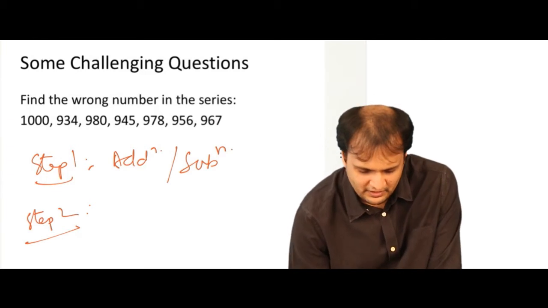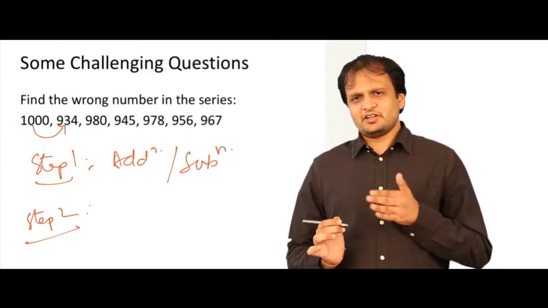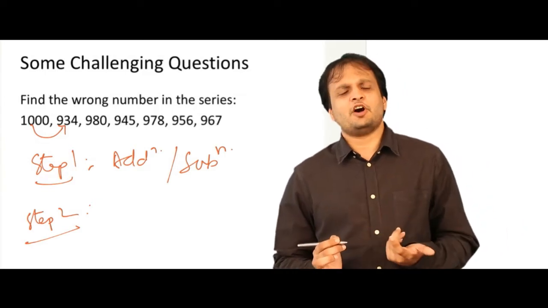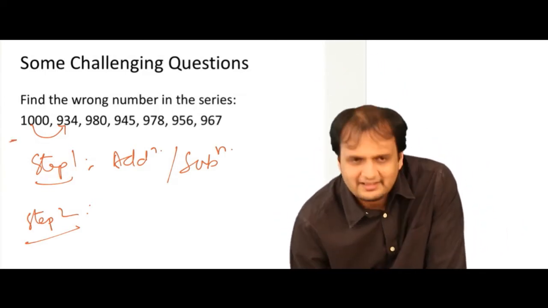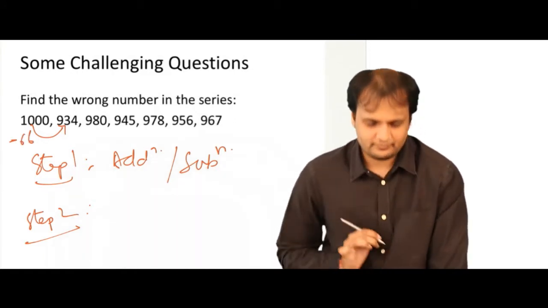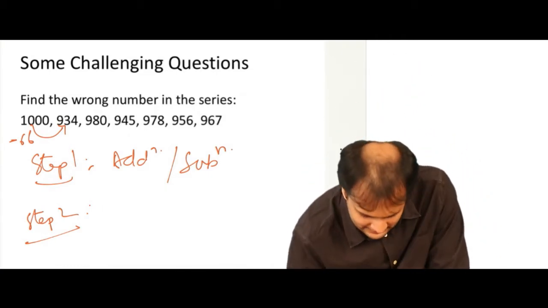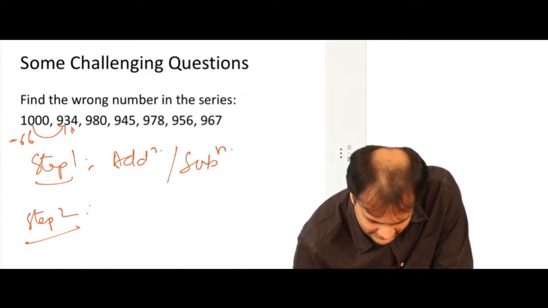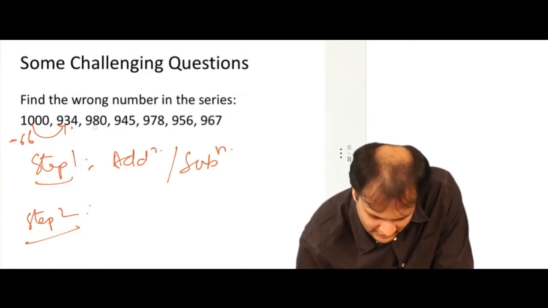So let's start from 1000 to 934. Is it an increase or decrease? It's a decrease. Decrease of how much? So 1000 minus how much gives you 934? Can you figure that out? 66. Clear? Now do 934 to 980. So 934 to 980, it's an increase. Since this is an increase, I am just writing it on the upside.